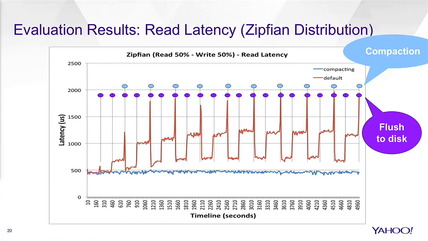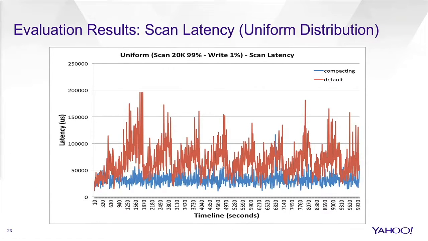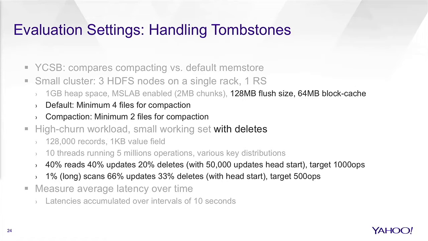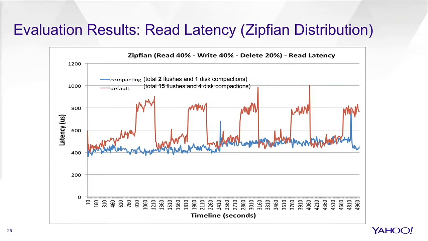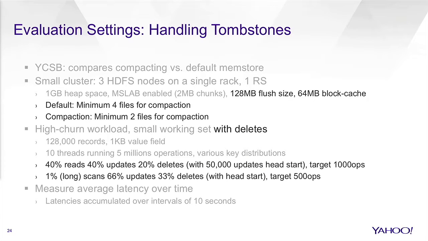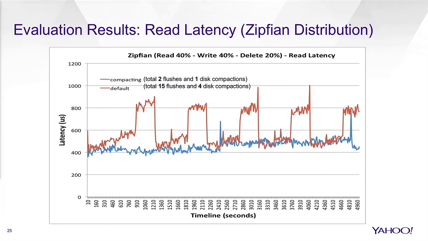Okay, so we are done with the compacting MemStore. I'll answer more questions. Oh no, we are not done yet, sorry. I'm going to show you how we do together with deletions. Just a brief look, because it's maybe not so interesting. When we have deletions, we do go to the disk, also on the compacting MemStore, but we have much fewer flushes and fewer disk compactions, and this is the important thing.